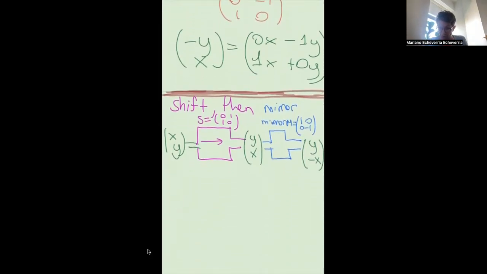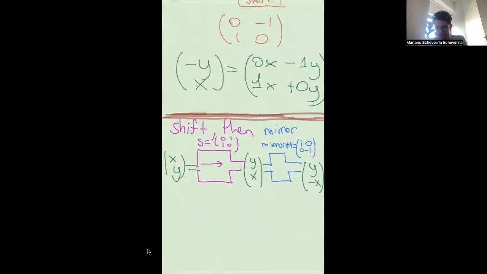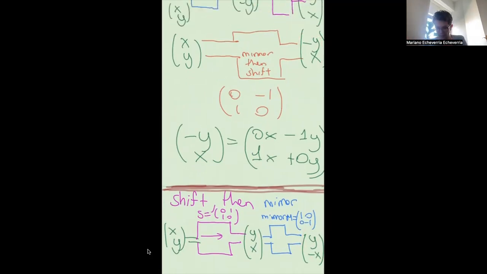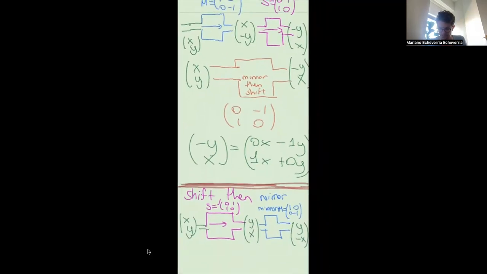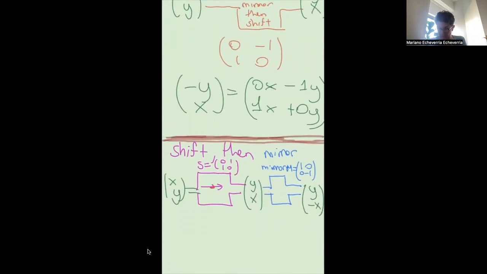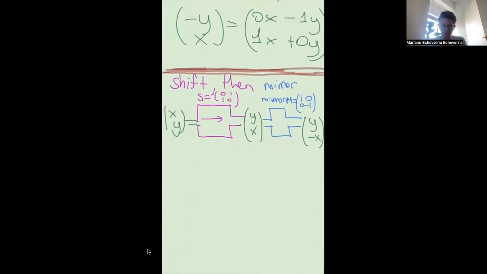First, an important thing to notice is that you ended up with something that's not the same as the end result when you do it in the opposite order. Because here, when you do mirror then shift, you get minus y, x, but when you do shift and then the mirror, you get y, minus x. So you're not getting the same output at the end of the two. So it's important to notice that the order matters.